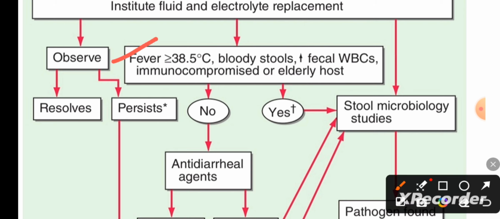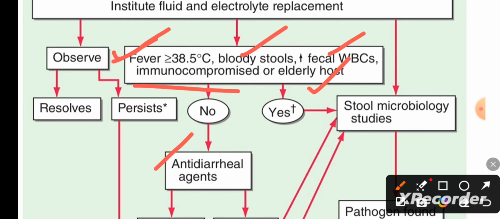If the patient has fever of more than 38.5 degrees Celsius, or bloody stools, or increased fecal WBC count, or is immunocompromised, that is, suffering from HIV or diabetes mellitus or is an organ transplant recipient, or is an elderly host, that is one group. If the patient has none of these comorbidities, then we could start the patient on antidiarrheal agents.